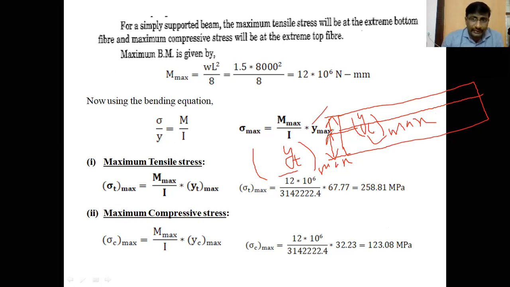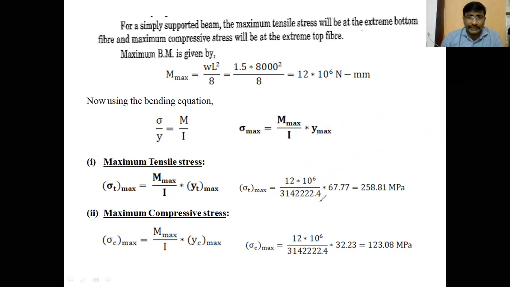Okay, students? So here the upper layer is yc maximum distance, and the bottom layer from the neutral axis is taken as yt maximum. So here we are going to find both the maximum tensile and maximum compressive stresses. From this equation, to find the maximum tensile stress, in place of sigma maximum, simply write sigma T maximum. T is the maximum tensile stress, which occurs in the bottommost layer. So the bending moment is constant throughout the section, and I is the moment of inertia, which is also constant throughout the section, and the variable across the section is y maximum.